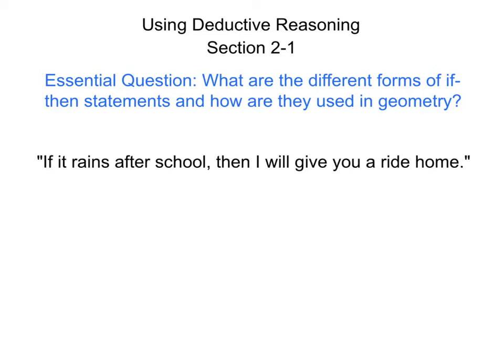All right, here's an example of an if-then statement. If it rains after school, then I will give you a ride home. Notice we have an if portion, if it rains after school, and then we have a then portion, then I will give you a ride home. The if portion is the hypothesis, the then portion is the conclusion.